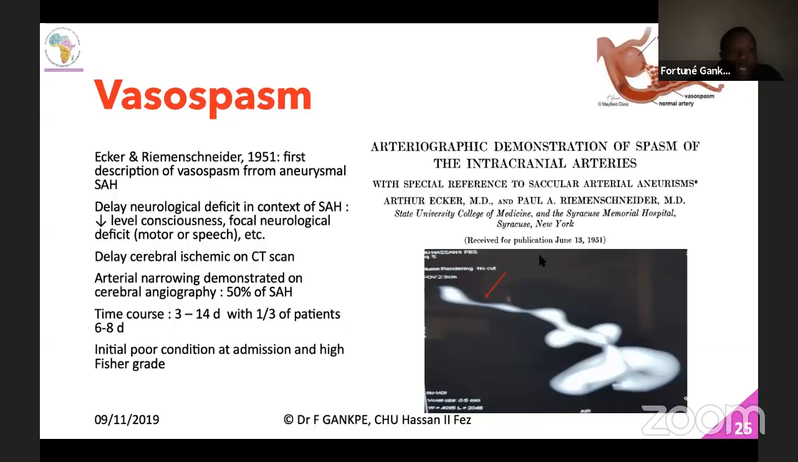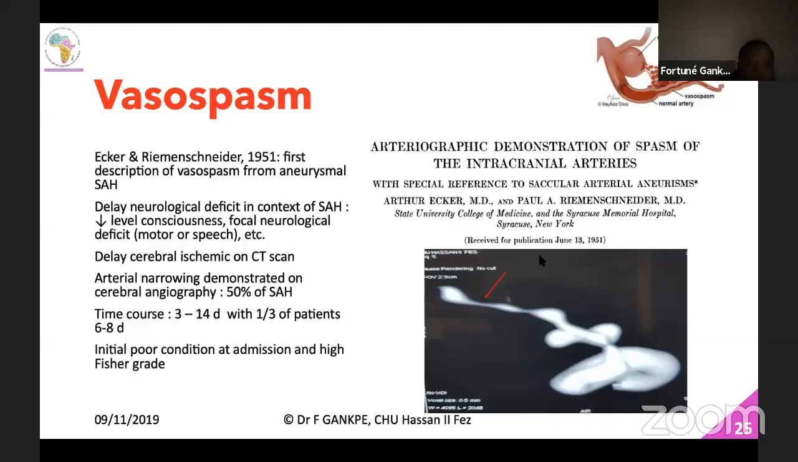It's the delayed neurological deficit in the context of subarachnoid hemorrhage, such as a lowered level of consciousness, or focal neurological deficits, motor or speech. It's the delayed cerebral ischemia on CT scan, and on the angiography, we found arterial narrowing demonstrated on cerebral angiography in 50% of subarachnoid hemorrhage.